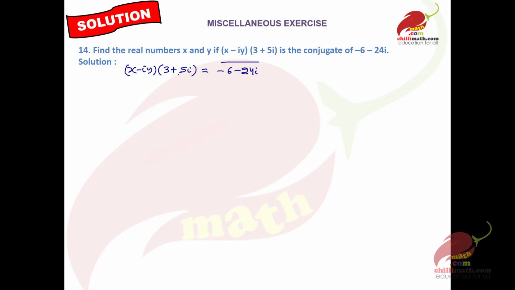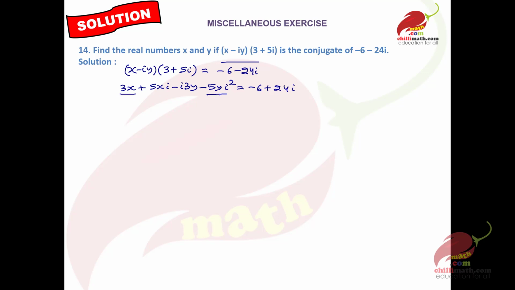So we multiply this side and we take its conjugate, that is 3x plus 5xi, minus i·3y, minus i·i² — 5 into y, this is 5y. Its conjugate is −6 + 24i. On the left hand side, let us separate real and imaginary parts.